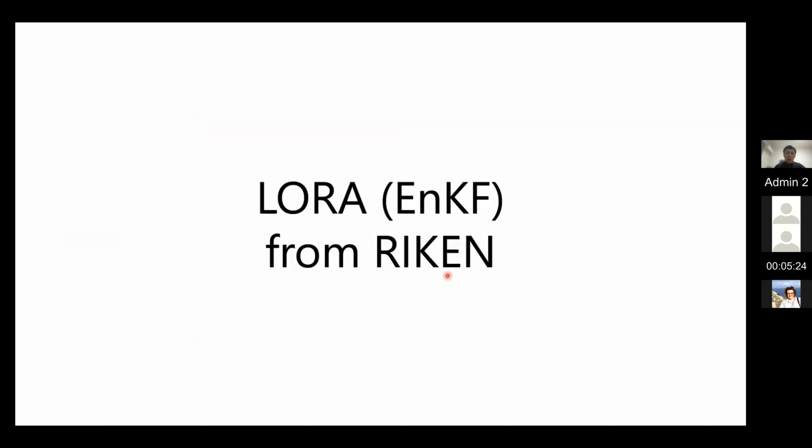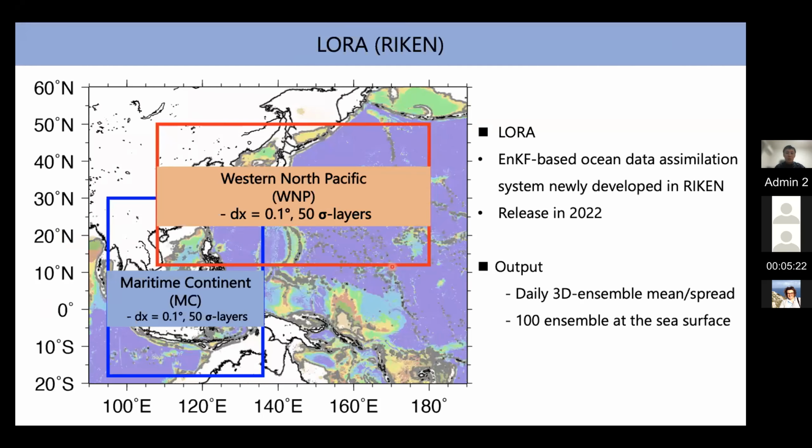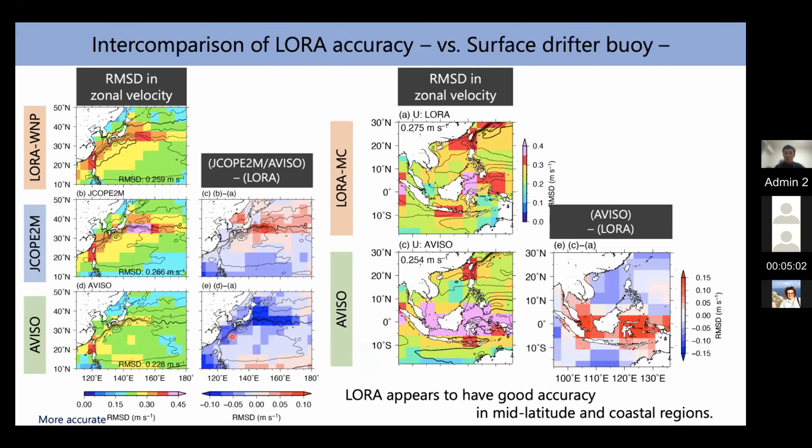The last is the LORA from RIKEN. The LORA is an ensemble Kalman filter-based ocean data assimilation system newly developed in RIKEN, which will be released next year. This system contains 2 domains, the Western North Pacific and maritime continent regions, with a horizontal resolution of 0.1 degree. Now we conduct an intercomparison analysis among these data sets.